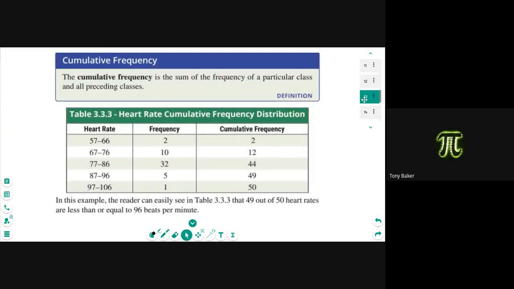It's just adding them up. You're just adding back. So the first one's 2 because there's 2. The second one's 12 because it's 10 plus 2. Next one's 44 because it's 32 plus 10 plus 2. You're just adding as you go up.